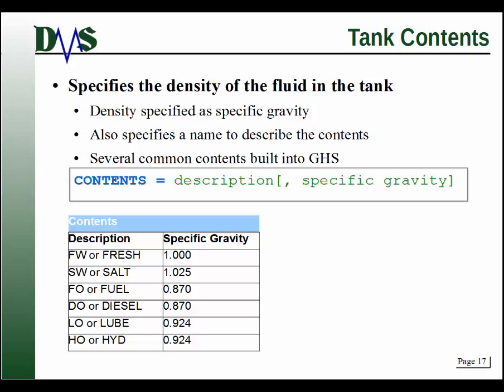Now, notice that a lot of those were abbreviated to 2-letter abbreviations. That's pretty common in GHS. In fact, most of the commands in GHS can be abbreviated to just the first 2 letters of the command, and GHS will actually understand that. So a lot of the times you might see people do that. It's just because they're saving on typing effort.